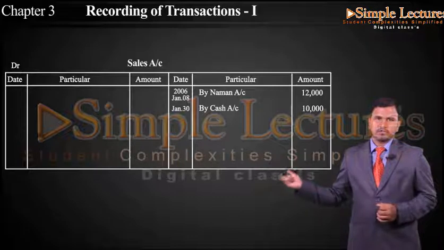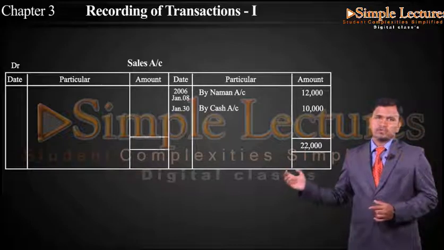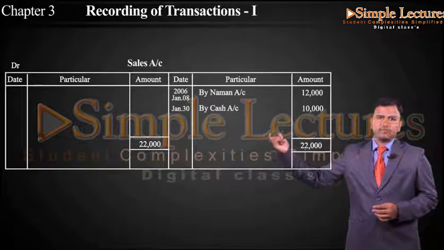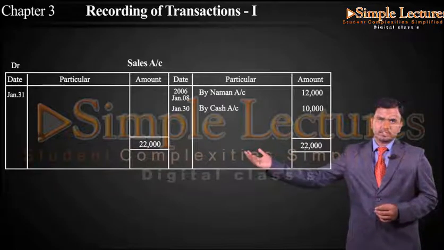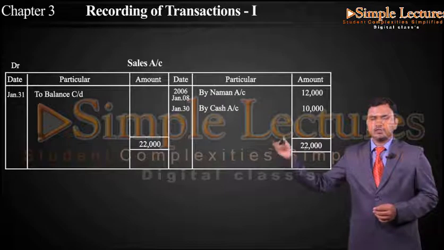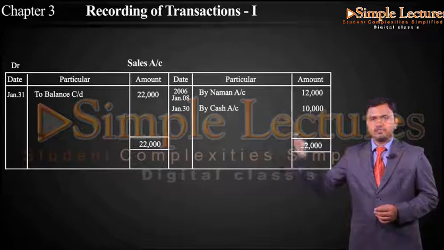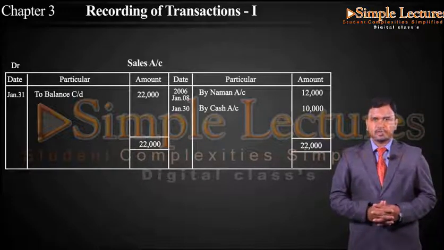So credit side total will be 12,000 plus 10,000, we will be getting 22,000. Same 22,000 we have to take in the debit side. 22,000, the same value will be for the carried down. So Jan 31st in the debit side, to balance carried down 22,000. So here we are done with the sales account. So let us see the next account which we have to prepare.